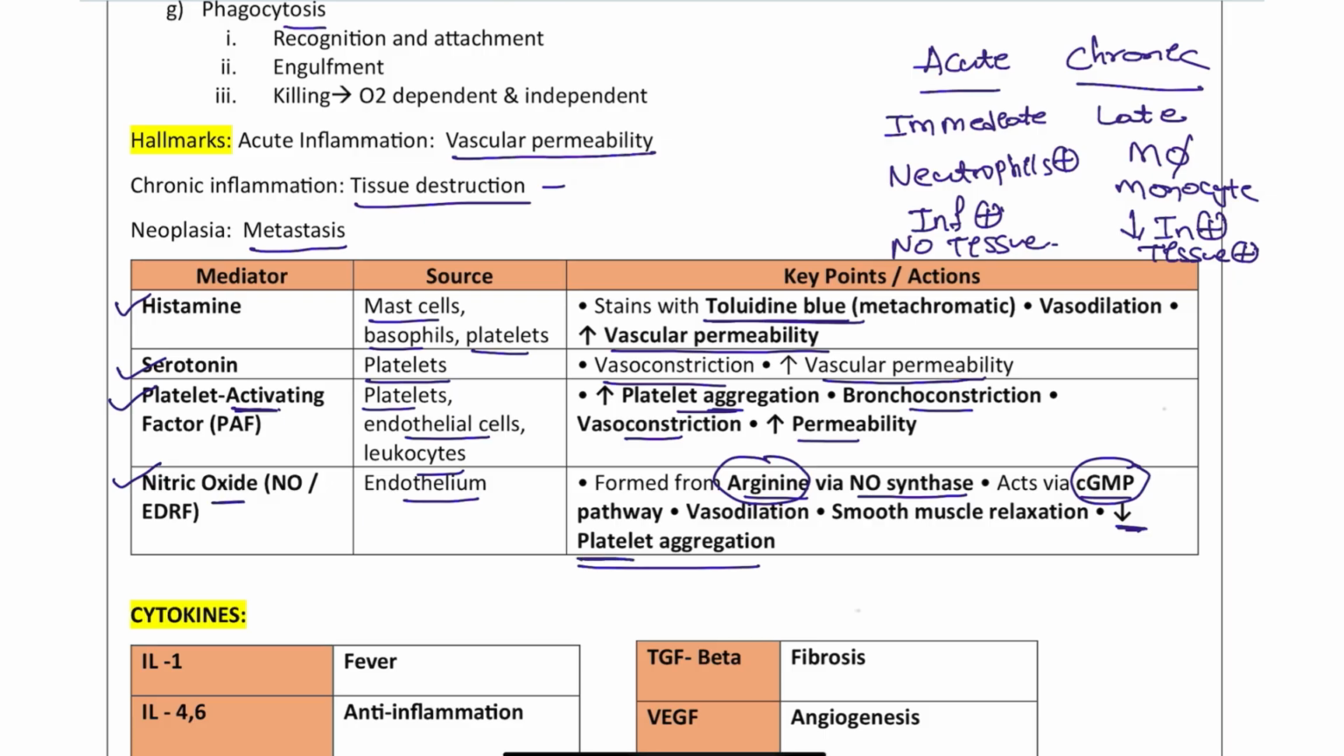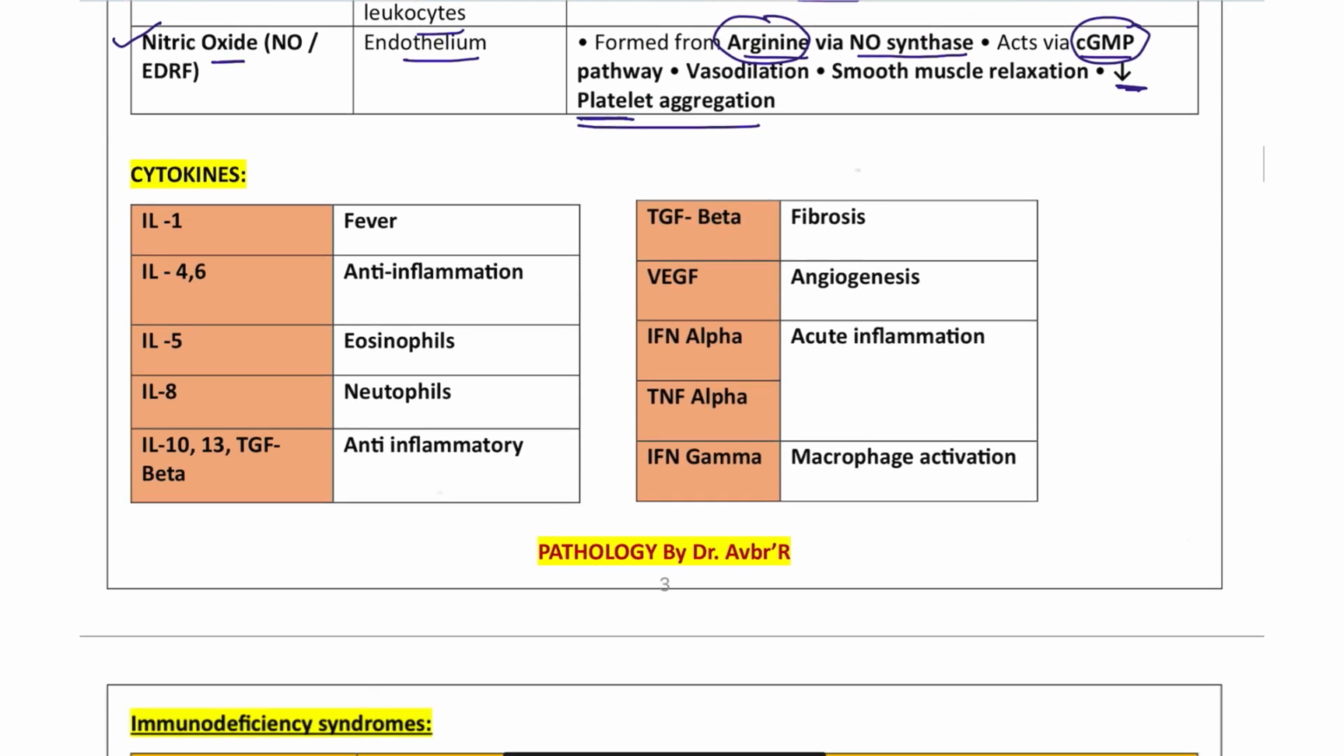It will decrease the platelet aggregation. Next, cytokines. What are the cytokines that are involved? IL-1, we all know this is for the fever. IL-4 and 6 for the anti-inflammation. IL-5 for the eosinophils. IL-8 neutrophils. 10, 13, TGF-beta anti-inflammatory. Only TGF-beta, that is for the fibrosis.